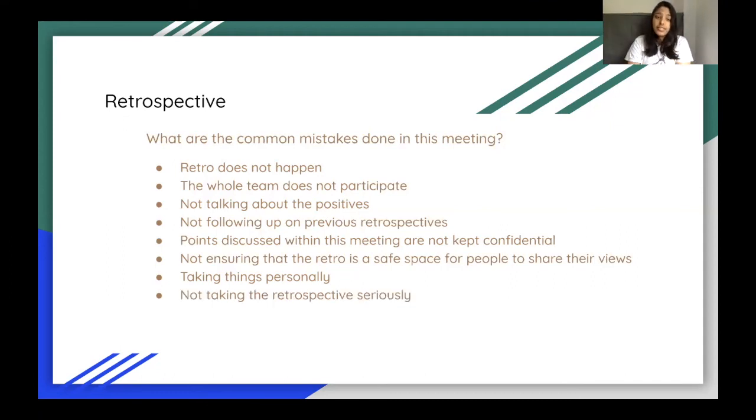Coming to the last point, not taking the retrospective seriously. This is another problem I've noticed sometimes. So I would just want to mention it here: don't take this meeting as a joke, or do it just for the sake of doing it. Understand the purpose of it and take action items seriously. Take all the points that were discussed in this meeting seriously, not personally, because this is basically for the betterment of your entire team. And in a way, it is for the betterment to make you better. So please take these meetings seriously.